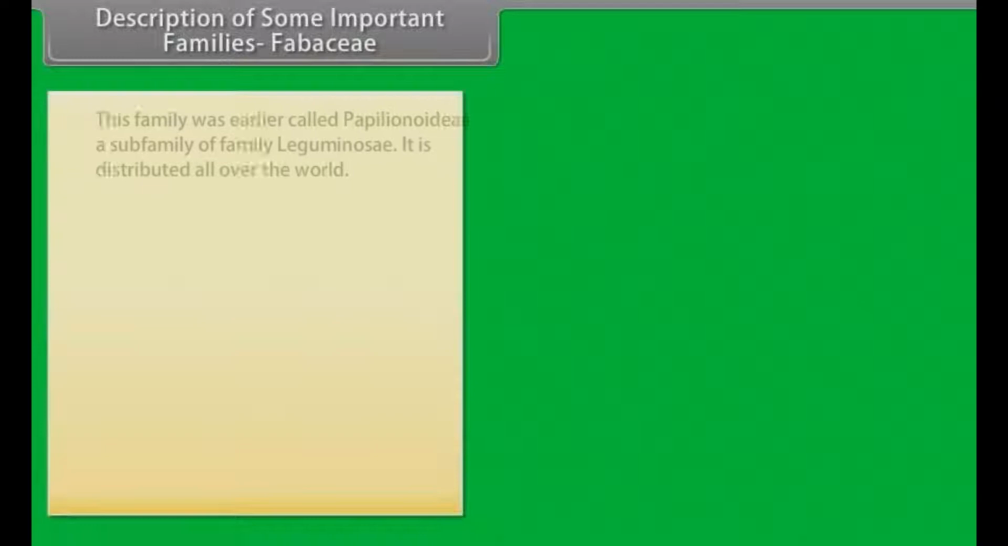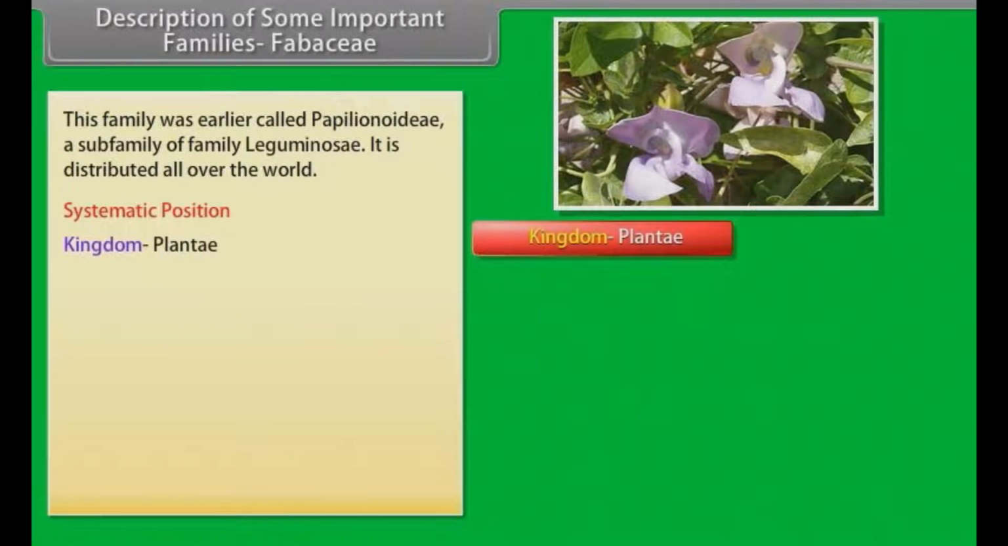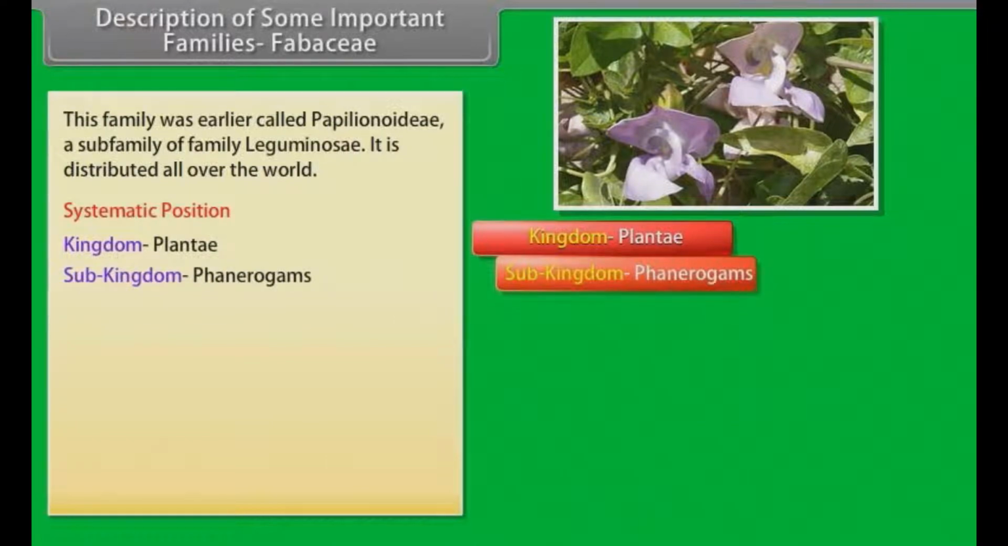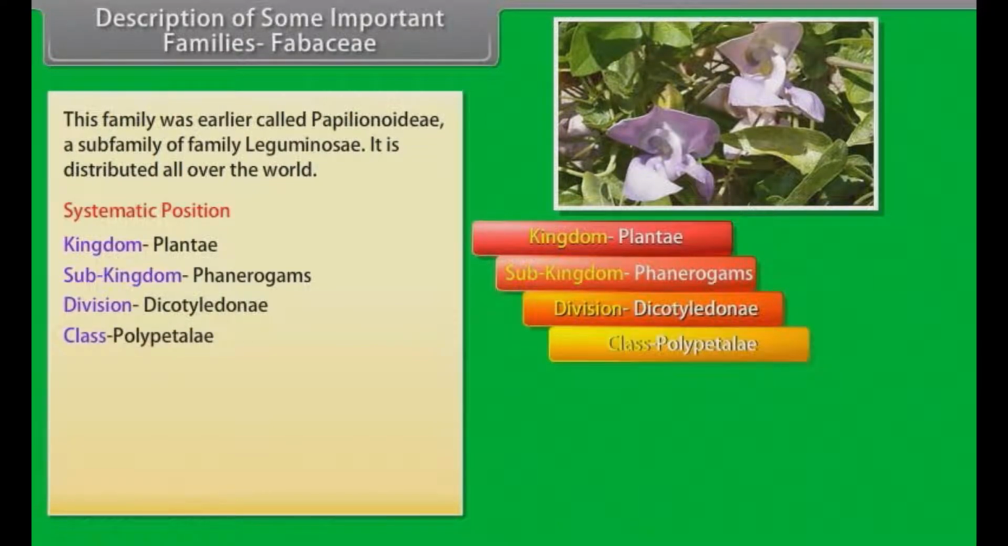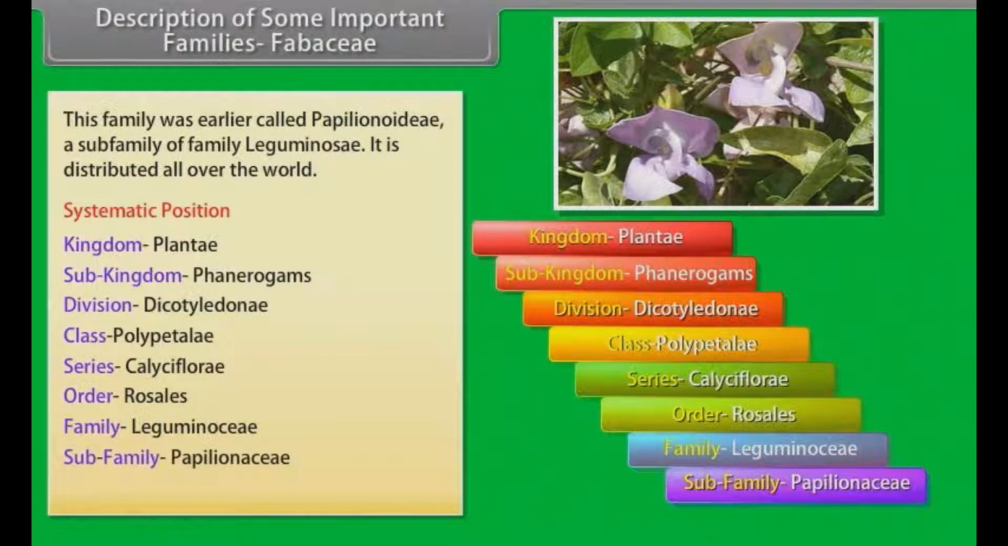Description of some important families. Fabaceae. This family was earlier called Papilionaceae, a subfamily of family Leguminosae. It is distributed all over the world. Systematic position: Kingdom Plantae, Subkingdom Phanerogams, Division Dicotyledons, Class Polypetalae, Series Calyciflorae, Order Rosales, Family Leguminosae, Subfamily Papilionaceae, Family Fabaceae.